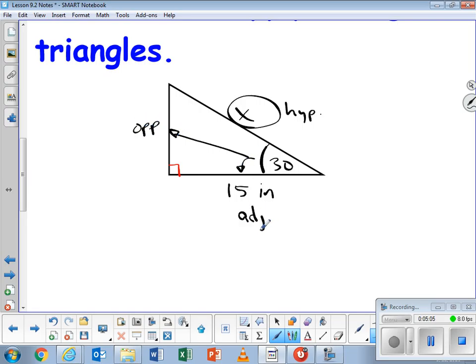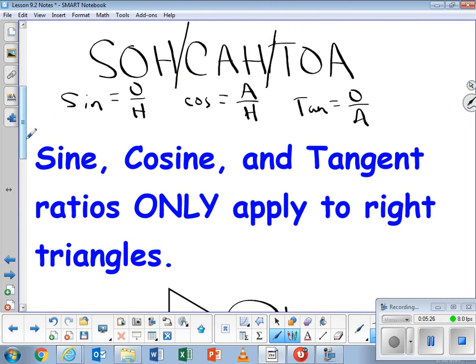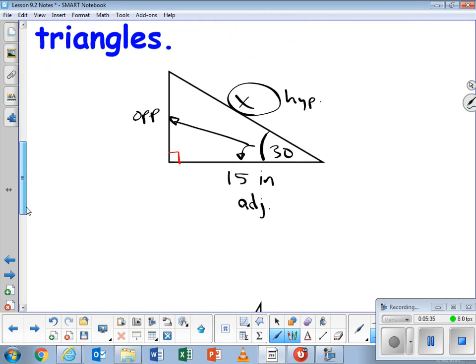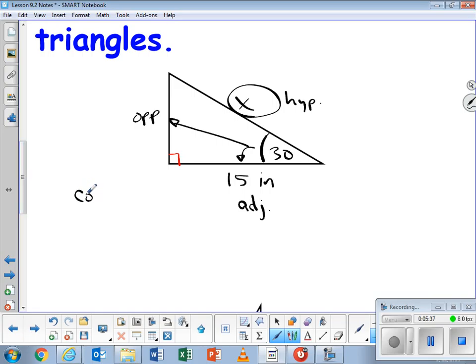So, do we know anything at all about the adjacent? It's 15 inches. Do we know anything at all about the opposite? No. Do we know anything at all about the hypotenuse? It's x. So if we go up here, we had the adjacent and the hypotenuse. Which trig ratio is adjacent and hypotenuse? Cosine. So we're going to come back down to our problem. We're going to say cosine theta equals adjacent over hypotenuse.